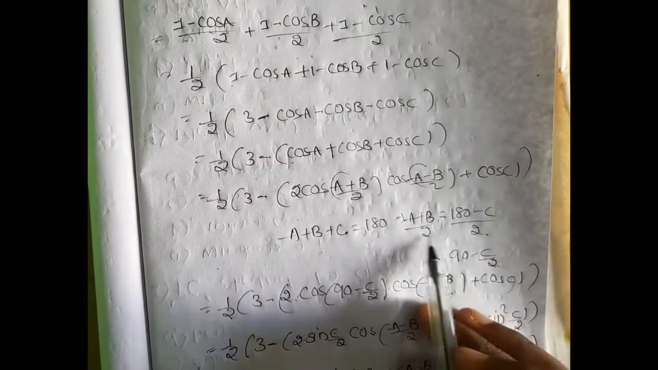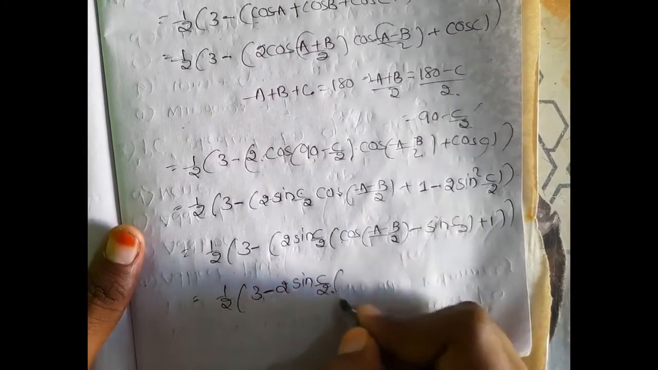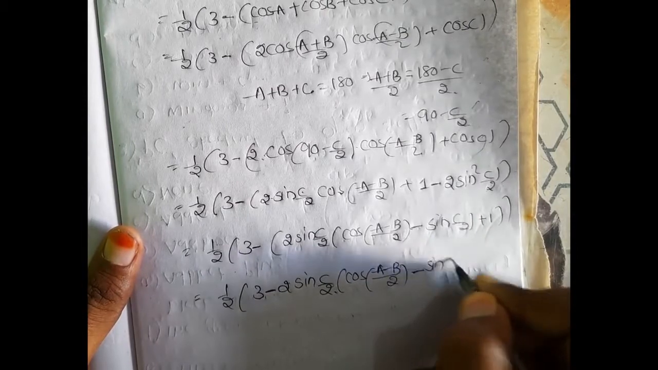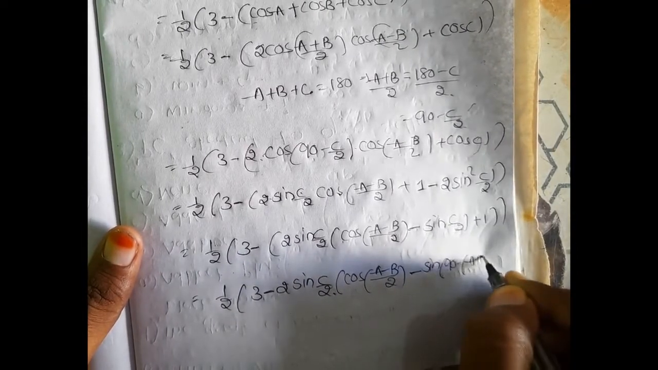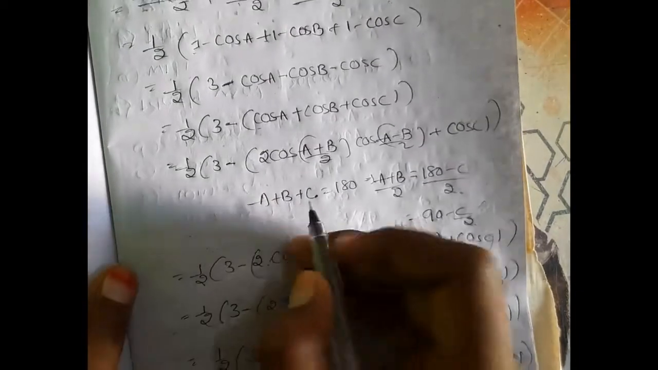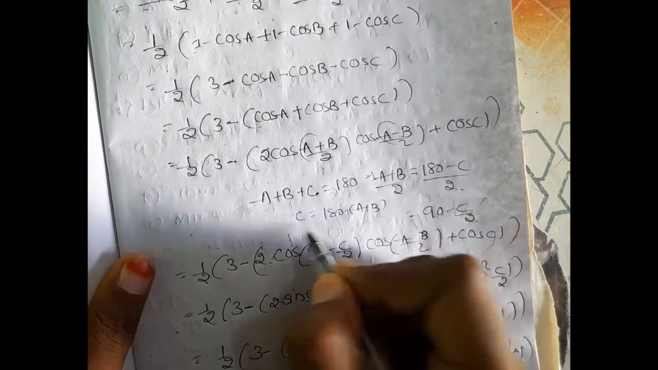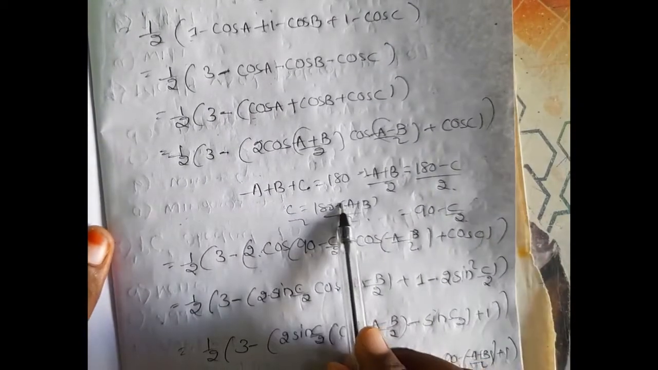From here we got a plus b by 2 equals 90 minus c by 2. Then what is c by 2? It is 90 minus a plus b by 2. Okay. It is sine of 90 minus a plus b by 2 plus 1. It's like c. C equals 180 minus a plus b. Dividing by 2 again, we will get 90 minus a plus b by 2, 180 by 2 minus a plus b by 2.